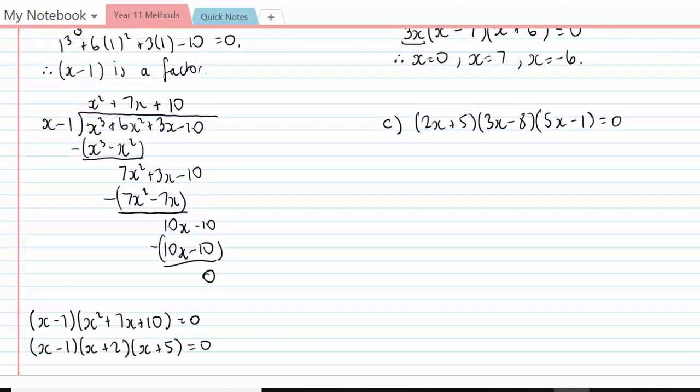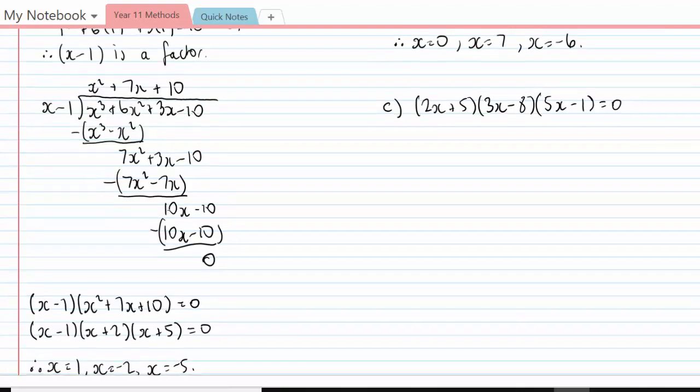The last one I've put in a factorized form because I just want to highlight how this works, but basically using the null factor law here is going to result in x equaling negative 5 on 2, x equaling positive 8 on 3, or x equaling positive 1 on 5. So when they're already factorized like that, it's super easy for you.